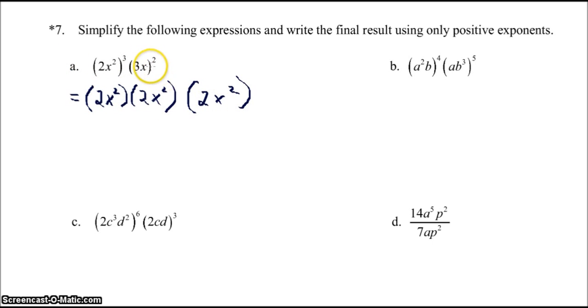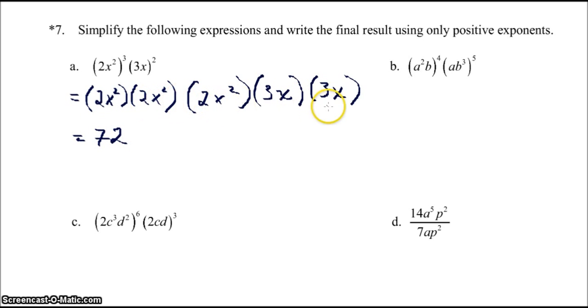3 factors times 3x squared, so there's a 3x times a 3x. Now the commutative and associative properties of multiplication tell us we can just multiply these numbers: 2 times 2 times 2 times 3 times 3. Let's see, that's 8 times 9 is 72. And then we have x squared, x squared, x squared, x, x. We can just count up how many x's we have. These will be x to the 4th, then x to the 6th, x to the 7th, x to the 8th.